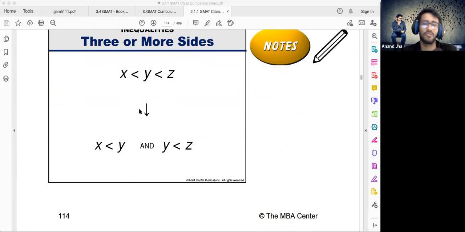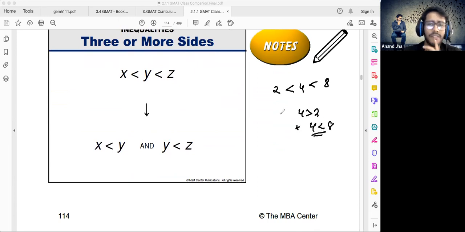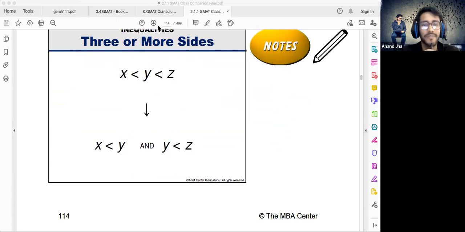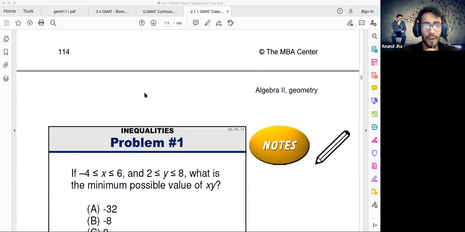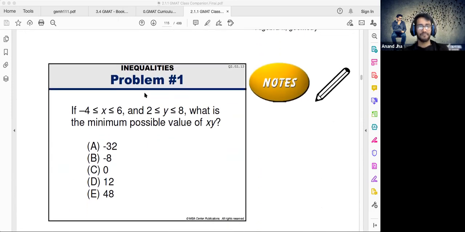This we know. 4 greater than 2 and 4 less than 8, pretty obvious. This we have done already on a number line when we were solving quadratic equations. I'll come to the square part. Try, everyone. Very good question.